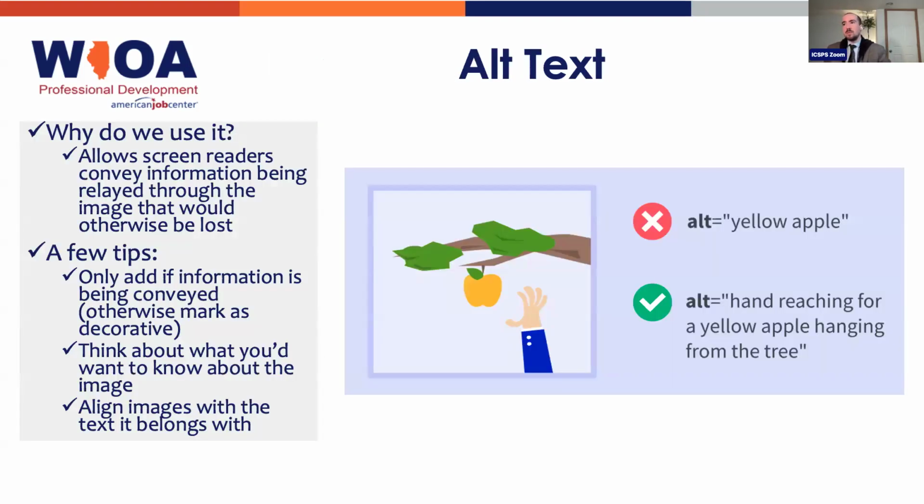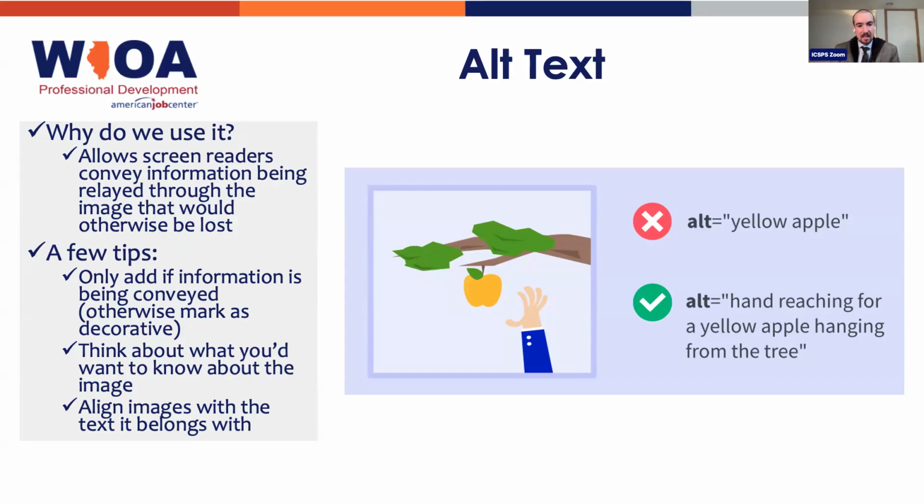Alt text. So what is alt text? Alt text is a written description of images so that screen readers can know the information that somebody who doesn't have a visual impairment would know from looking at the image. Because of that, only add alt text to images that are conveying some sort of information.